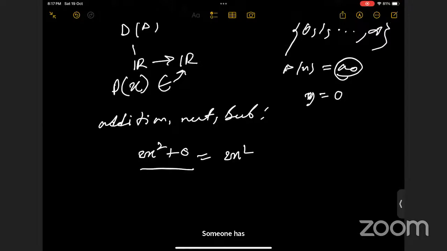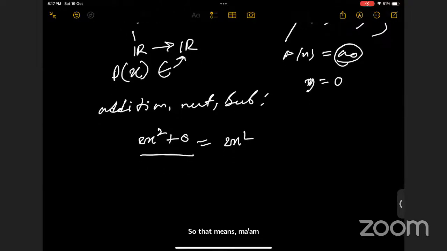Okay. So that means, ma'am, if we have a single zero as a function like y equals 0, then it will be considered as a monomial. Yes. But if we have something added with 0, then we cannot consider it. Okay. Otherwise, ma'am, any monomial, any binomial can be considered as a polynomial, right? Yes, ma'am. Okay. Thank you, ma'am.